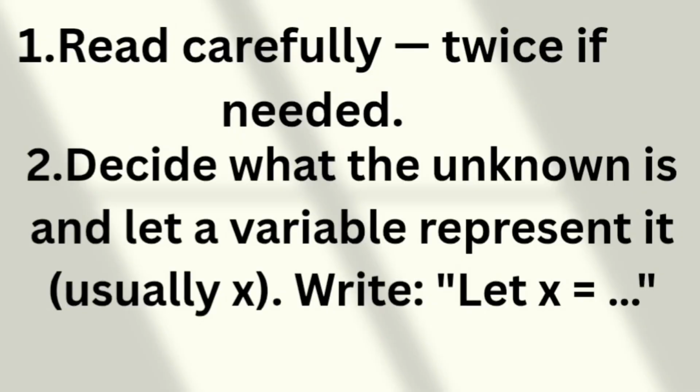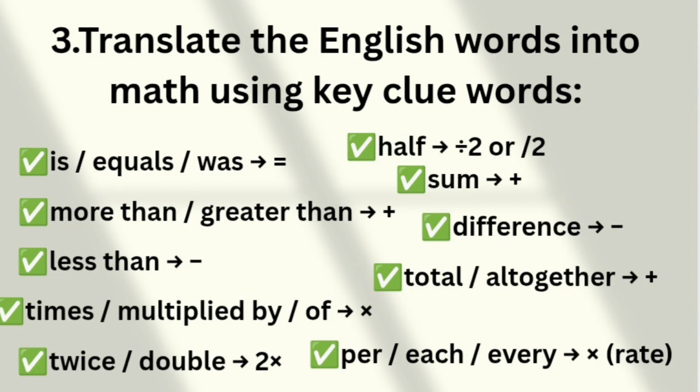Golden step-by-step methods. Use this every time. First, read carefully, twice if needed. Second, decide what the unknown is and let a variable represent it, usually x. Write "let x = ...", then change your word problem into mathematical equations.